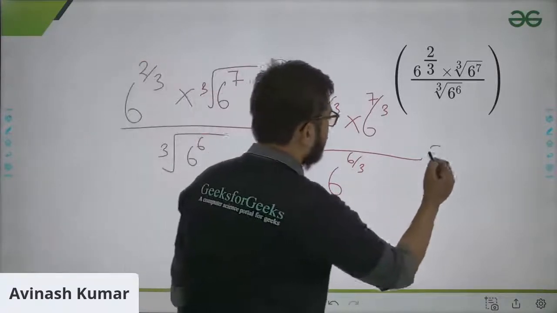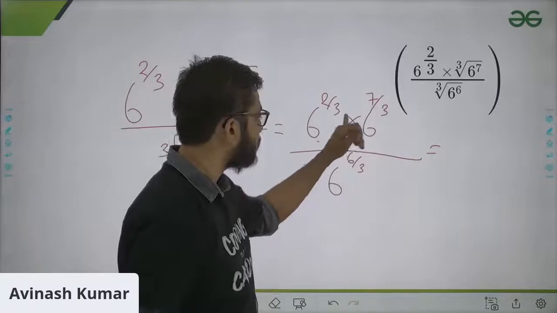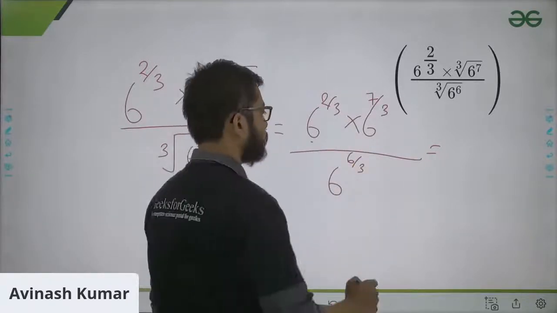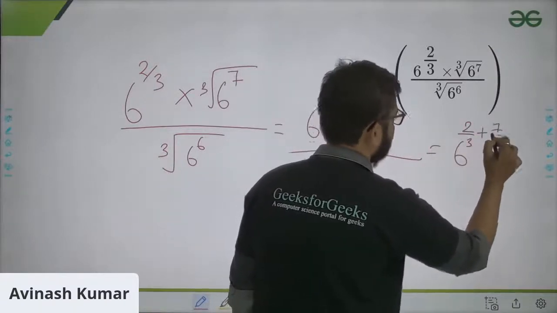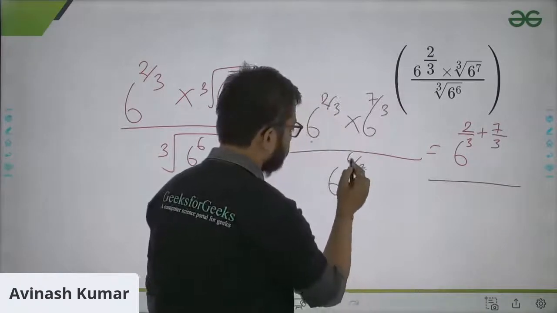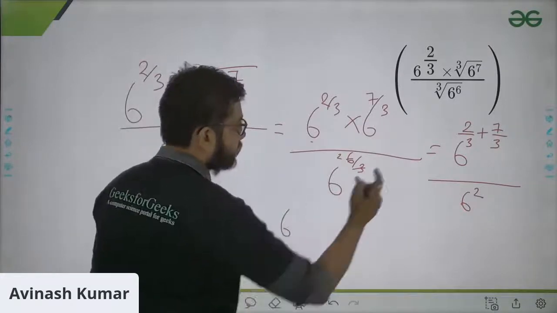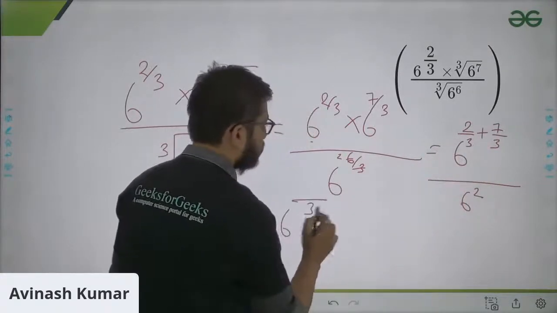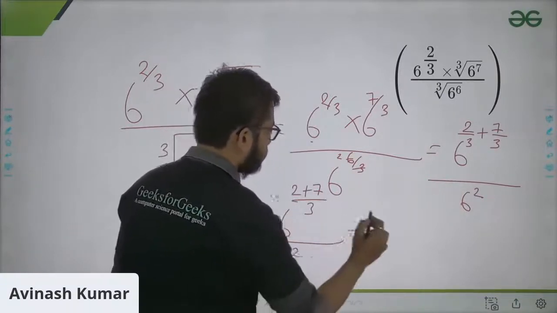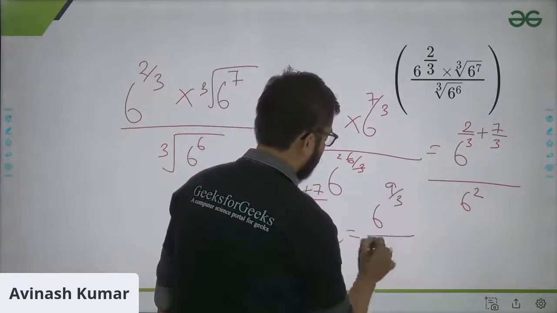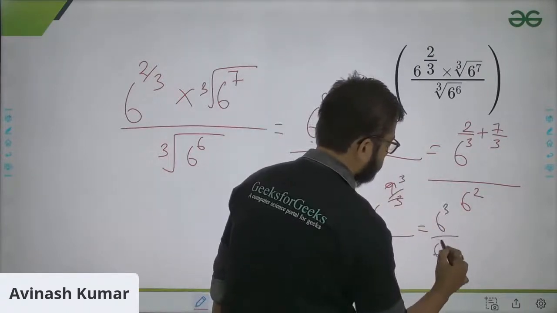Now again, our base is the same but our power is different, and it's a multiplication sign, so we can do the addition. This will go as 6 to the power 2 by 3 plus 7 by 3, divided by 6 to the power 2. After LCM, which is 3, this will be 2 plus 7, so 6 to the power 9 by 3 upon 6 to the power 2. This is 6 to the power 3 upon 6 to the power 2.